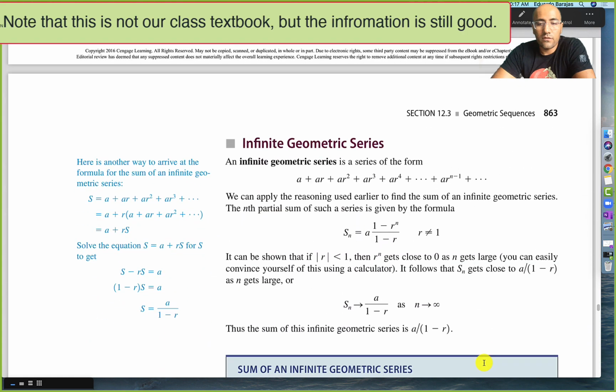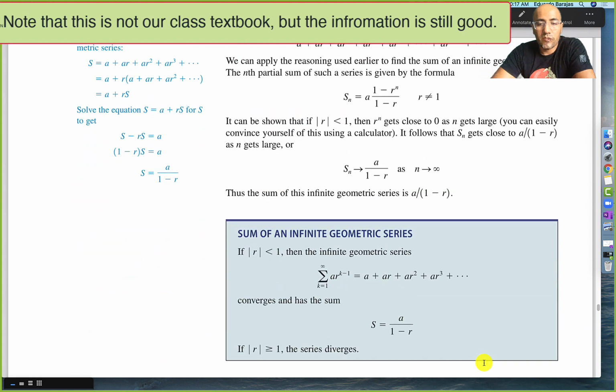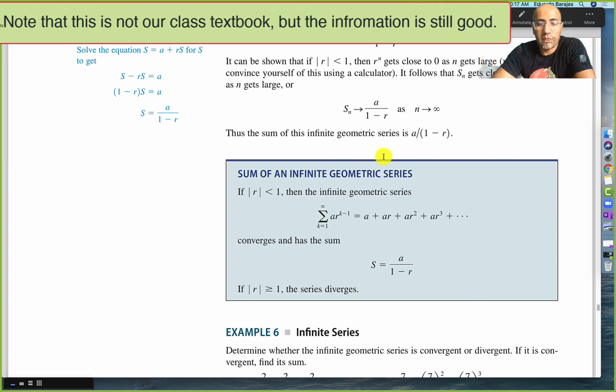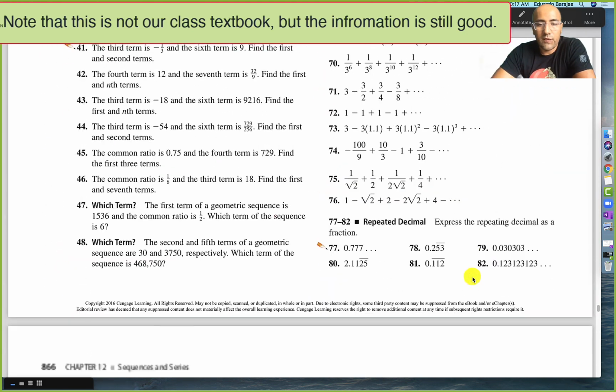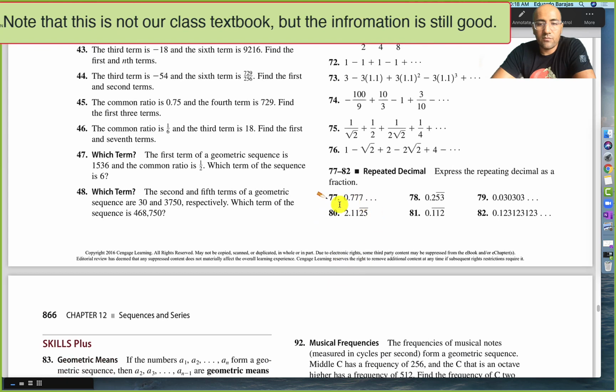Okay, so that was a nice graphic that the book has. And then, they're arriving at the same conclusion here, that the sum of this infinite geometric series is given by this formula. Now let's try one of these examples. I really love these kinds of examples. How about number 80? Let's do number 80. Express the repeating decimal as a fraction. Let's do that one.